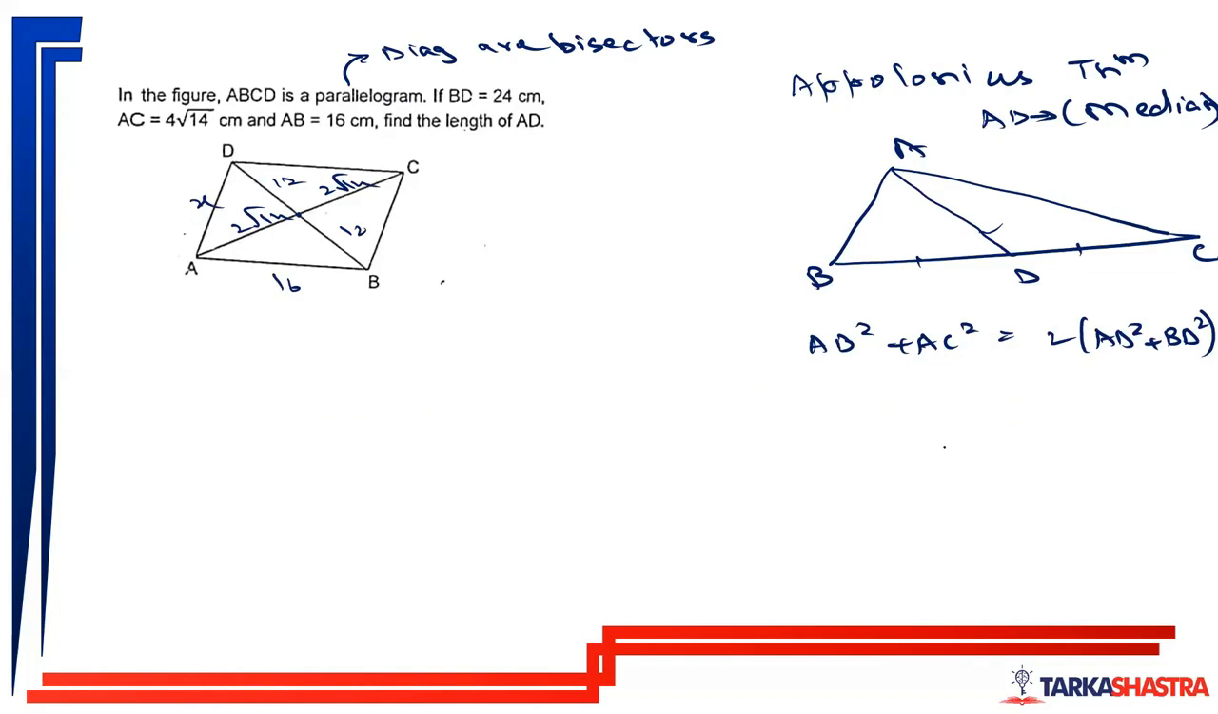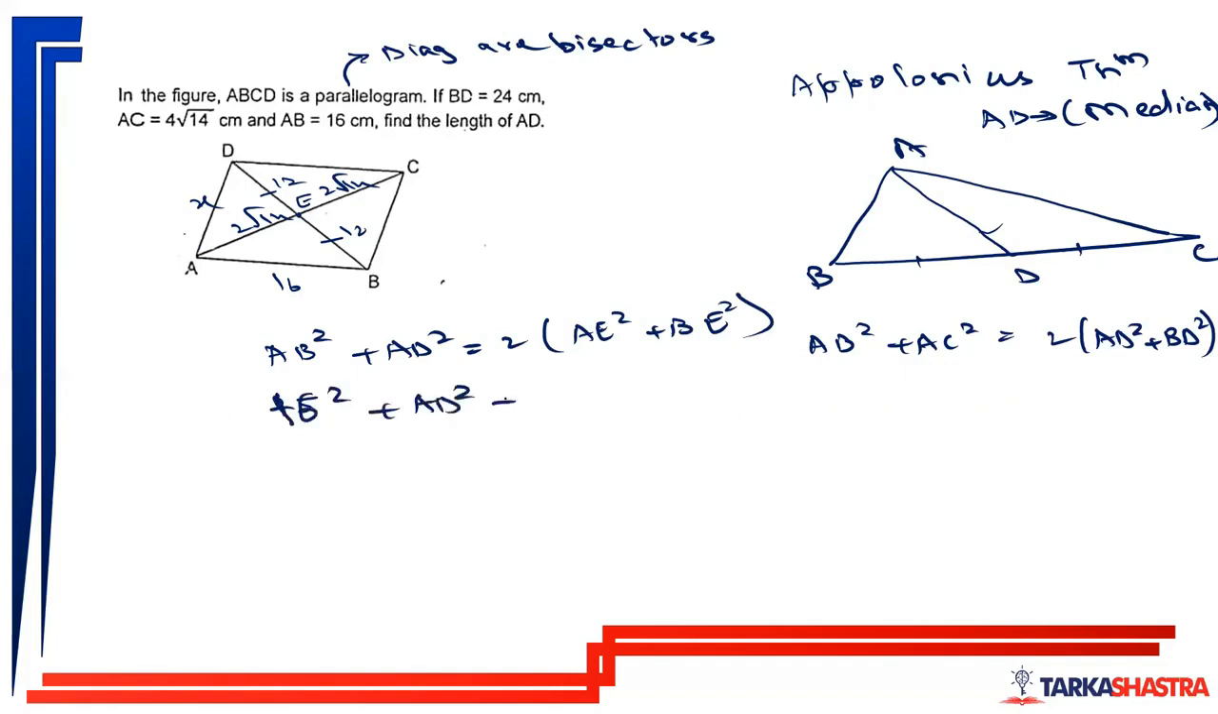Now, find the length of AD. According to Apollonius theorem, this is the midpoint, and this is a median. Let us say AE. So according to Apollonius theorem, AB square plus AD square will be twice of AE square plus BE square. AB square is 256, yes or no? 16 square. AD square is what we need to find out, which is equal to 2 multiplied by AE, that is 2 root 14 square, plus BE square is 12 square.